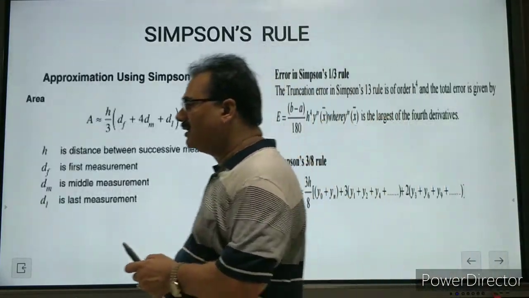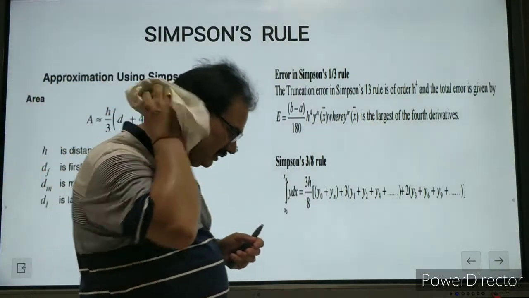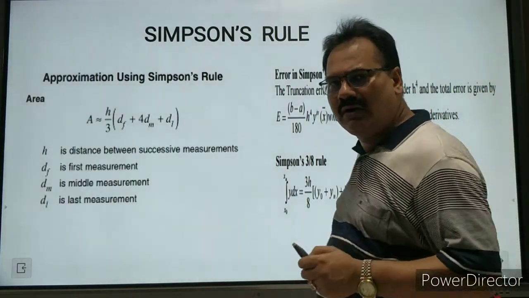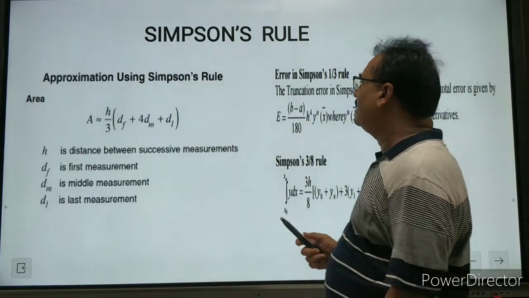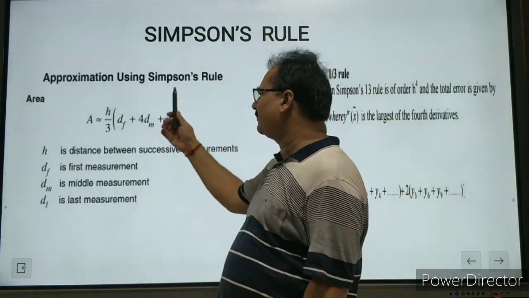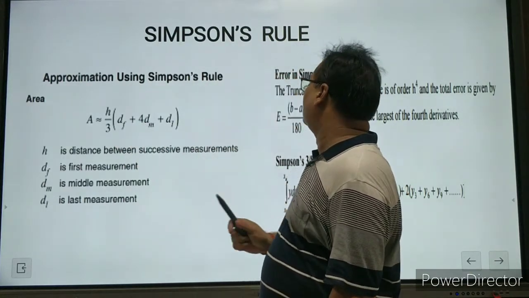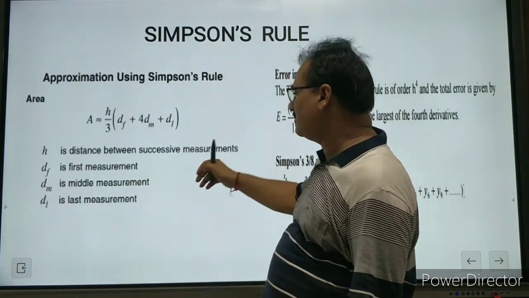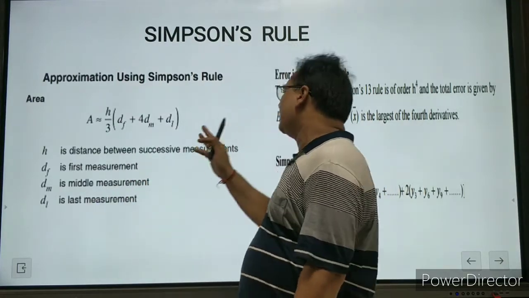Sometimes due to our own limitation, we always consider the value of n as 4 or 5 or 6, but these days for computational calculation, you can increase the number of strips more. Now the approximation using Simpson's rule, in short form, you can write like this: h by 3 times (d_f plus 4 d_m plus d_l). Here h is the distance between successive measurements, d_f means the first measurement, d_m means the middle measurement, and d_l means the last measurement.